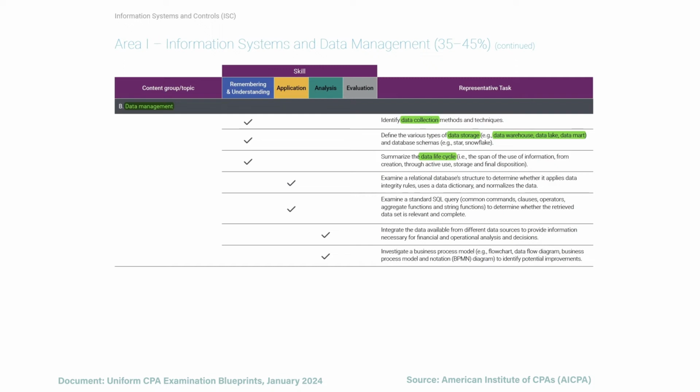From there, we look at relational databases, which involve comparing different databases through the use of a primary key, secondary key, and foreign key. From there, we need to examine a standard SQL query. So we need to know the common commands, the clauses, operators, aggregate functions, and string functions. So this is the data management section.